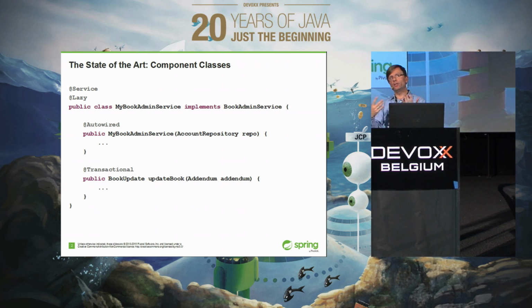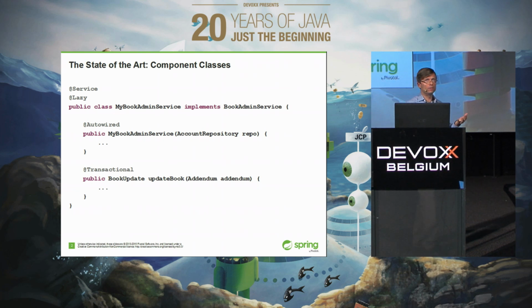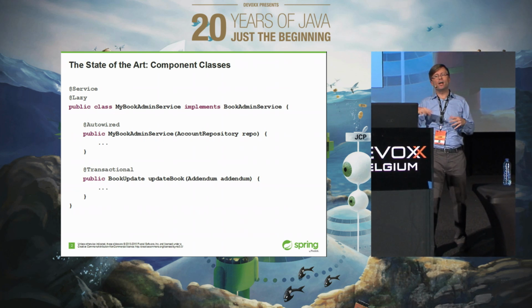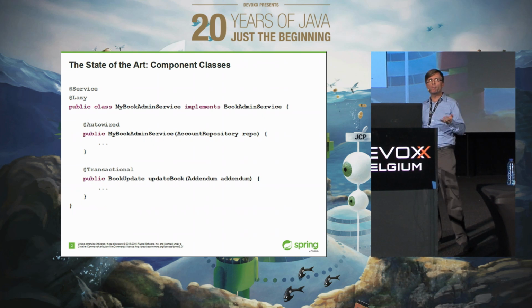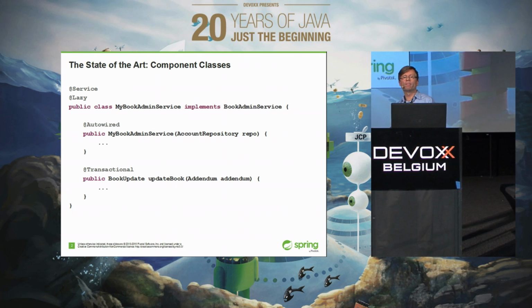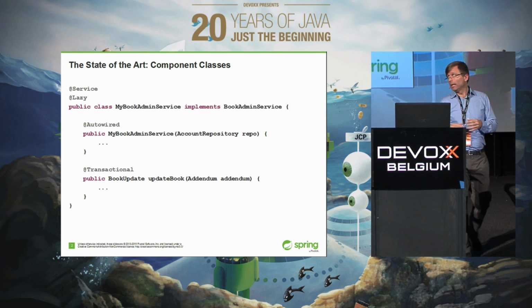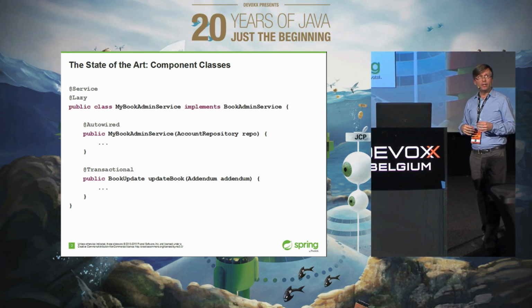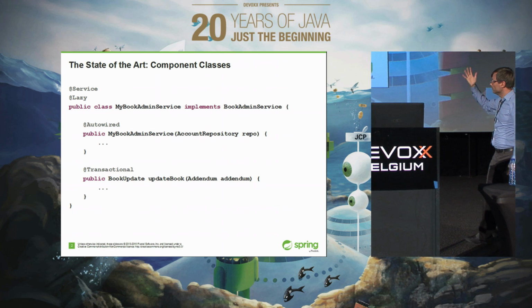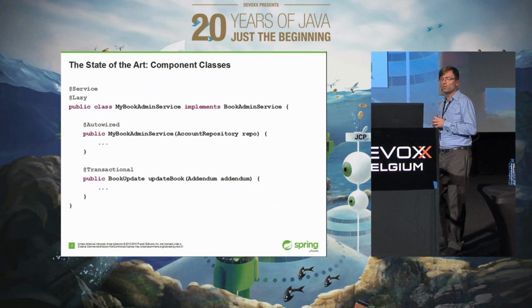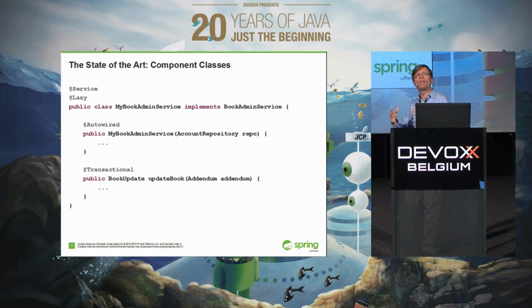The naming of the annotation describes the role of the constructor. There might be other constructors which are just meant for manual use, for programmatic use. They wouldn't be annotated with @Autowired then. The update book method down here is a service method. Let's assume it's also present in the BookAdminService interface, but not necessarily.